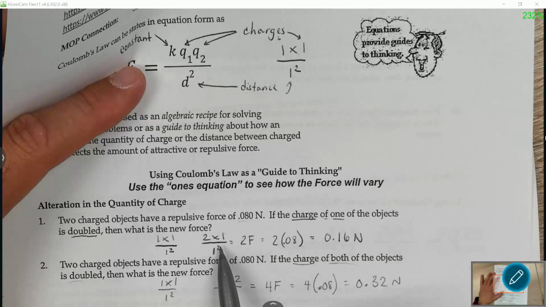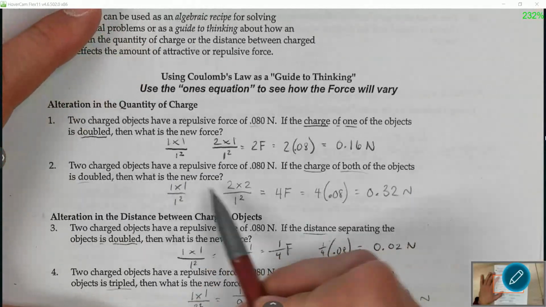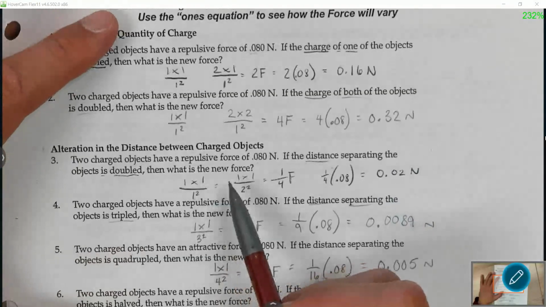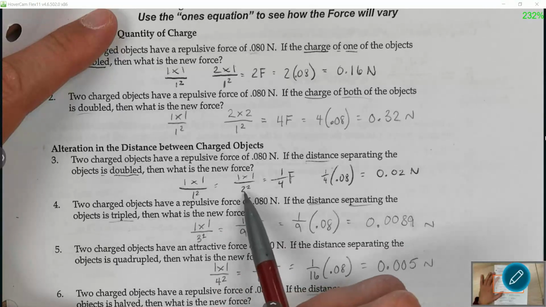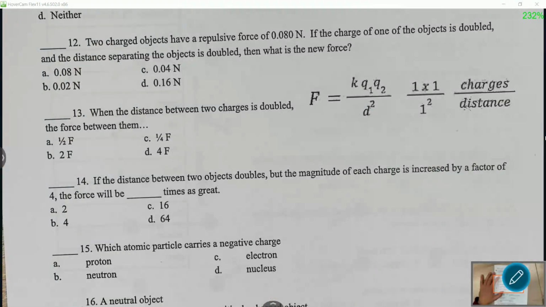And then we just kind of play around with the numbers. If the charge on one of them doubled, we'd make one of the charges a 2 instead of a 1. The other charge didn't change, so we leave it a 1. Distance didn't change, we leave it a 1. You have to square it, play it out. It becomes 2, 2 times the original force. If you double both charges, both become a 2. Play it out and work it out. If you double the distance but the charges stay 1s, the distance becomes a 2, you have to square it, it's 1/4, etc. So it's a combination of that.